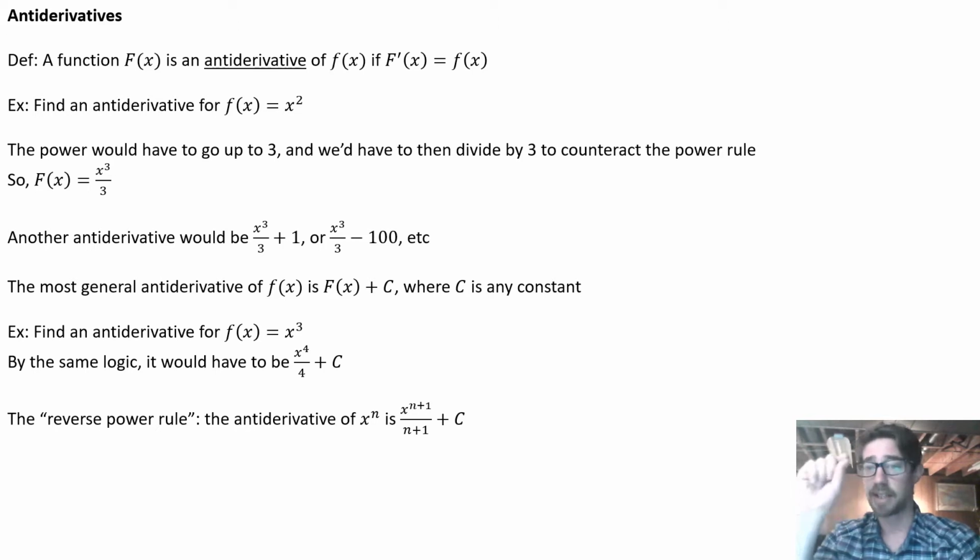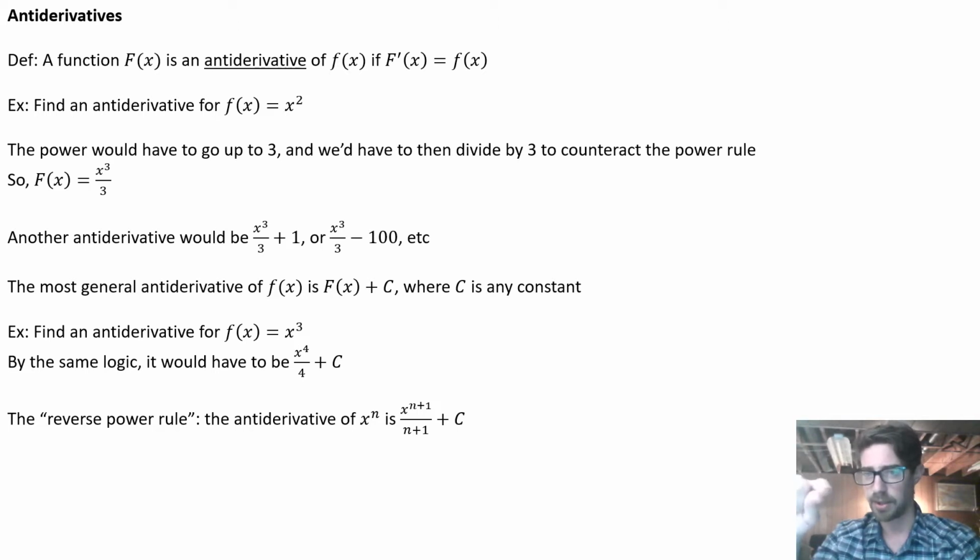So if you have x to the n, the power goes up by 1, and then you divide by that same number, right? So if it was x to the 99th, that would be x to the 100th over 100 plus c. This works actually with fractional exponents. This works with negative exponents. We'll see examples of that.